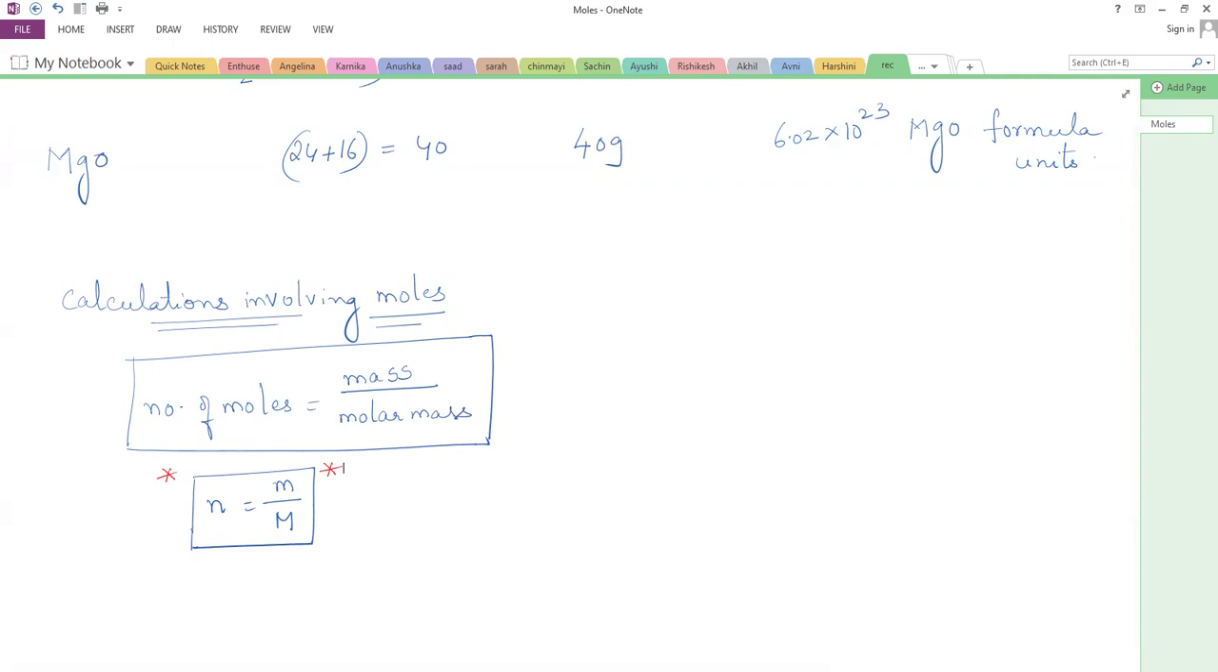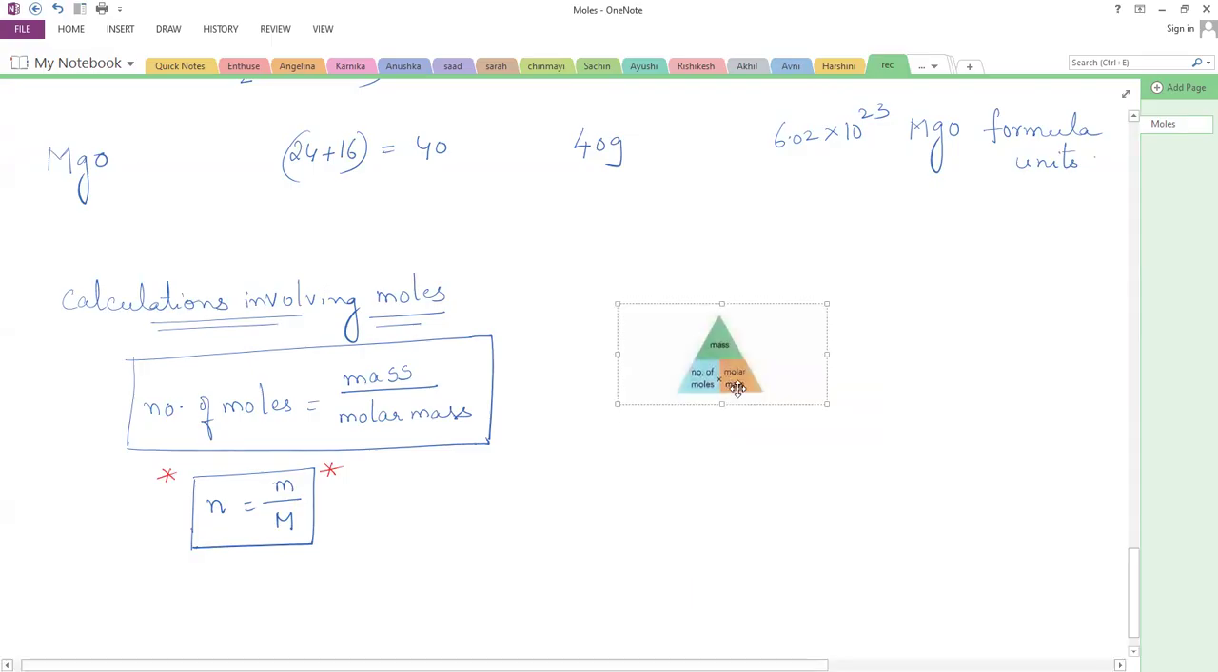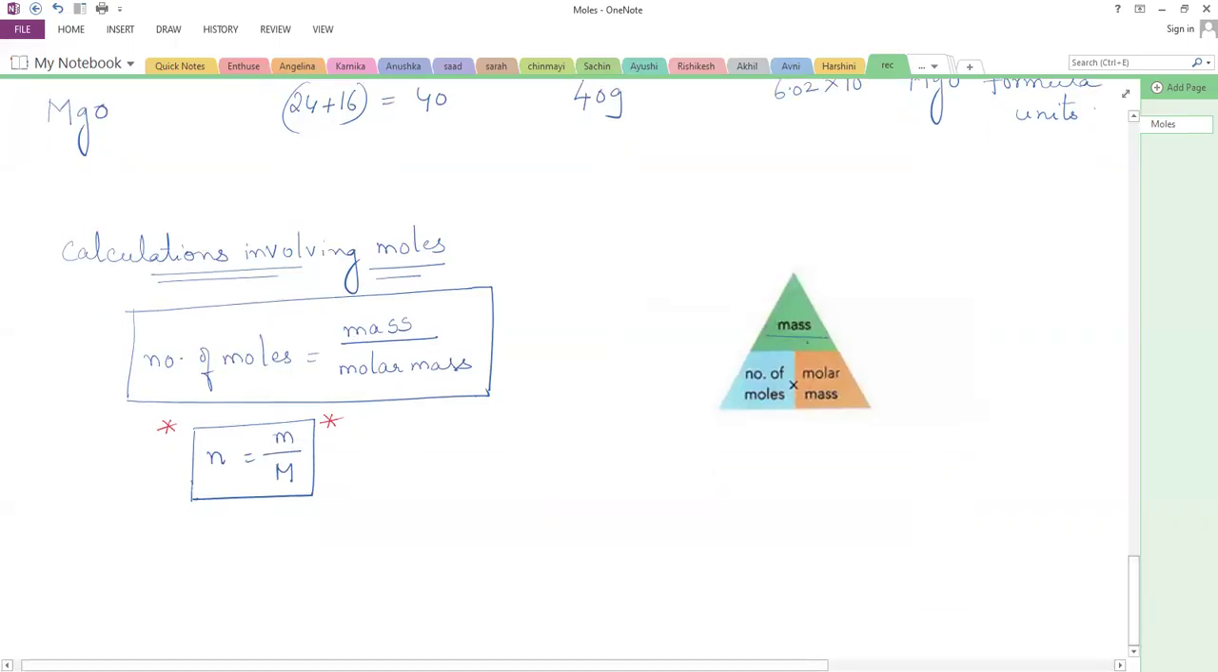So it is represented like this, if you can see. Mass is nothing but, I can rearrange this formula, number of moles into molar mass. Depending upon what is being asked, I can rearrange this formula and find out whatever variable I want.